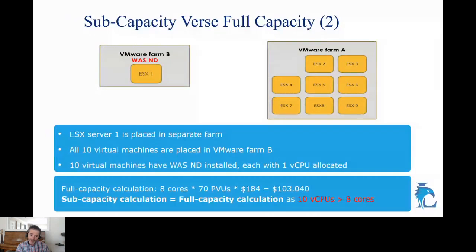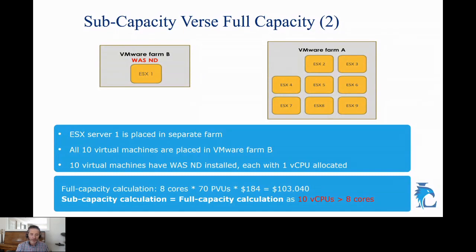Or more precisely, that they basically had the problem I just mentioned. Their sub-capacity is not compliant, in which case, in this case here, we've actually broken off and created a separate farm B. So rather than all 8 ESX hosts, we've separated one out and we've moved all of the 10 virtual machines over to that one VM farm B.